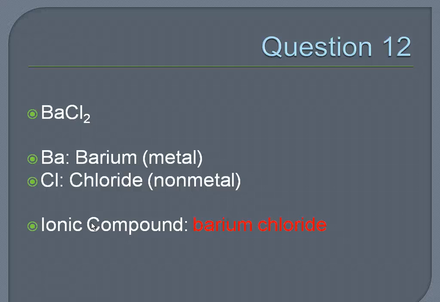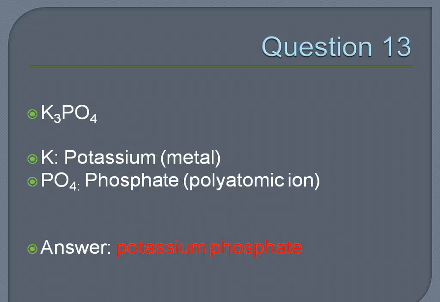Question 12. BaCl2. Barium is a metal and chloride is a nonmetal, which is an ionic compound. So barium is a metal, which would just be written as barium, and chloride would be written as chloride. So it would make the name barium chloride.